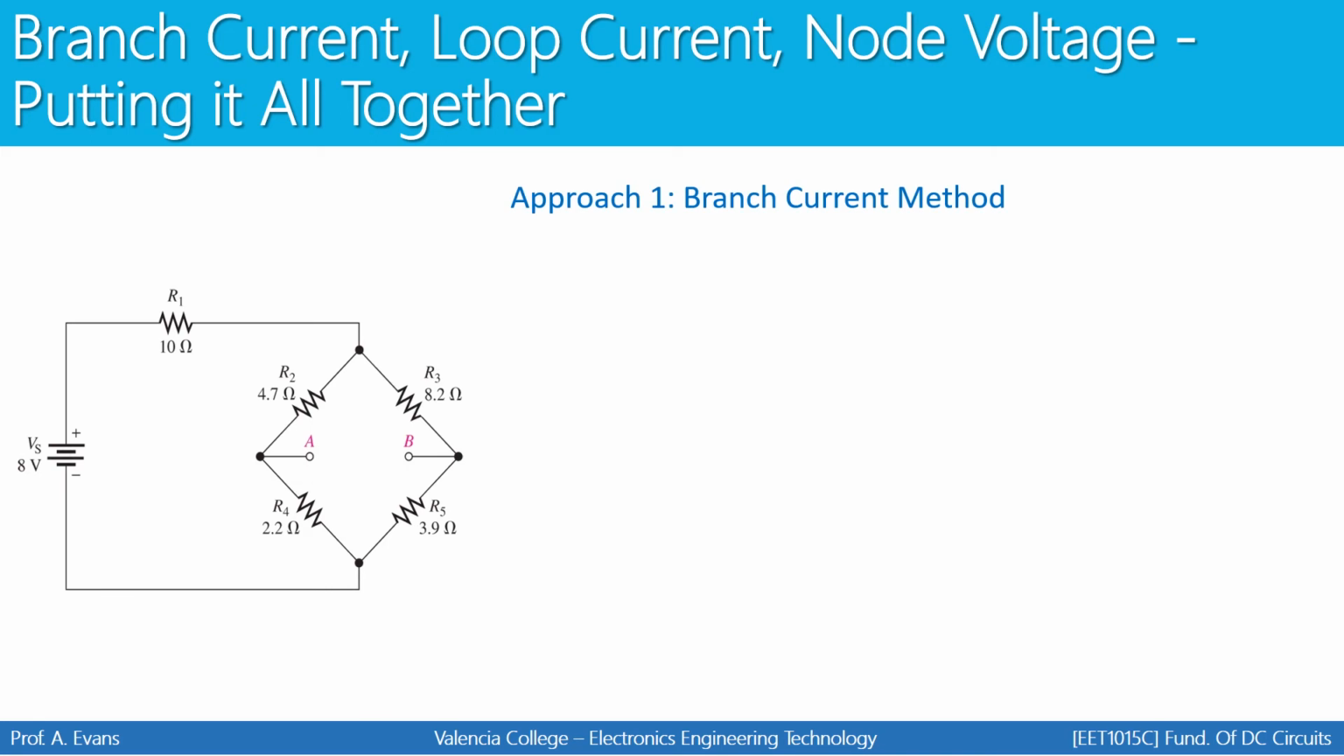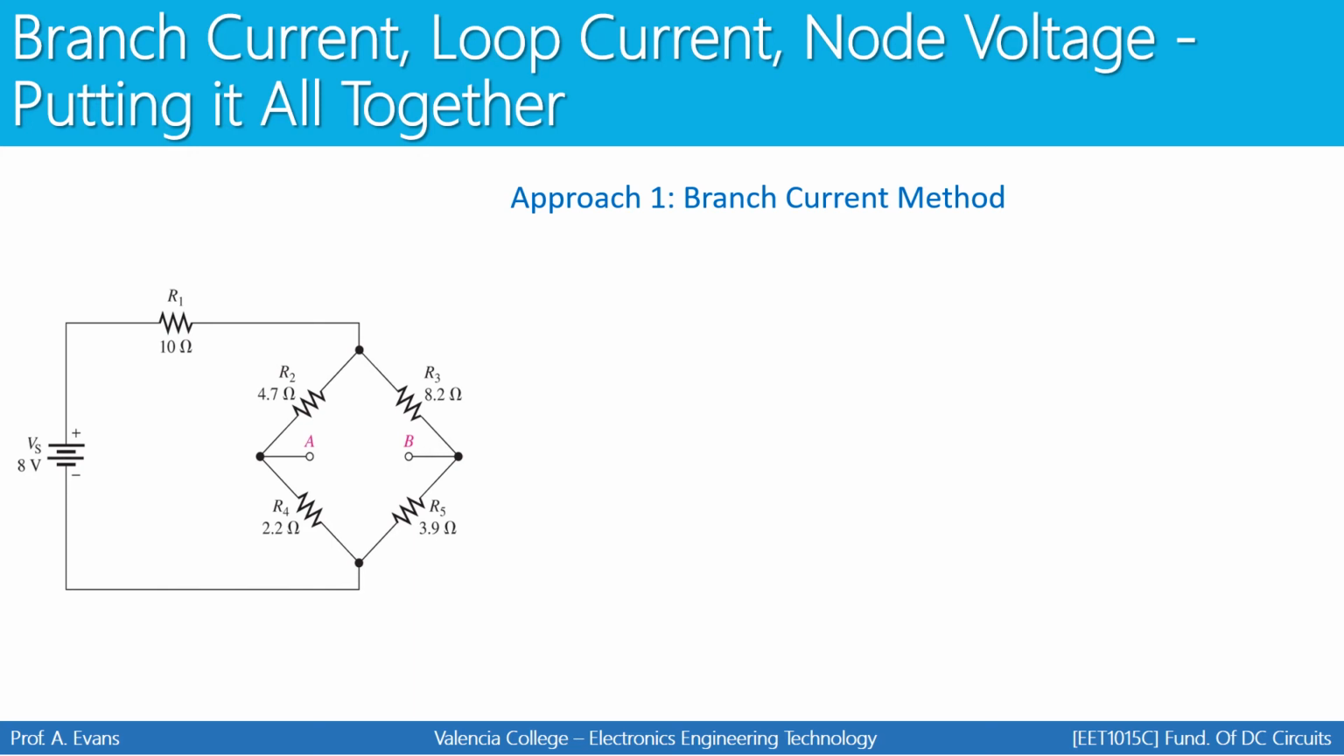So here's the first approach using the branch current method. Remember, our end goal is to find the voltage across R3. In order to do that, we need to find the current going through R3. And we're going to start by using the branch current method to find the current through R3.